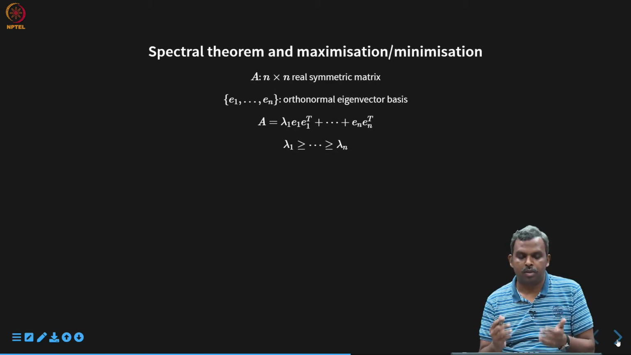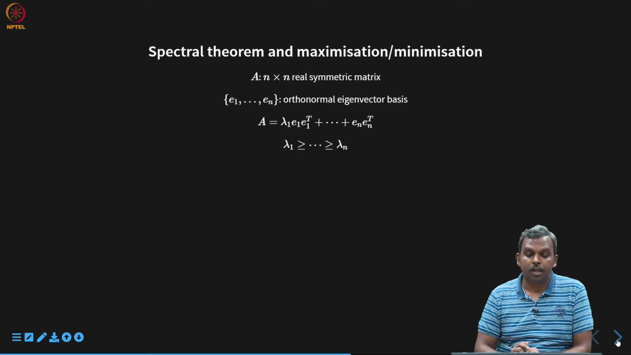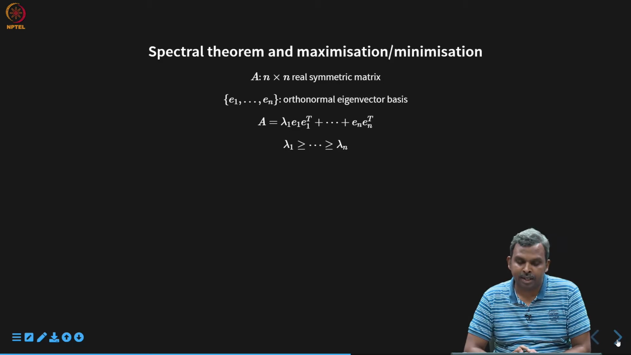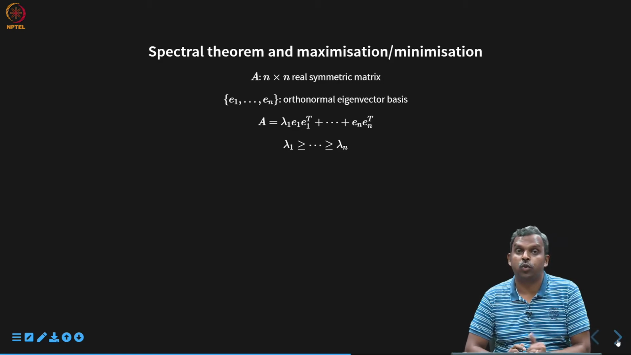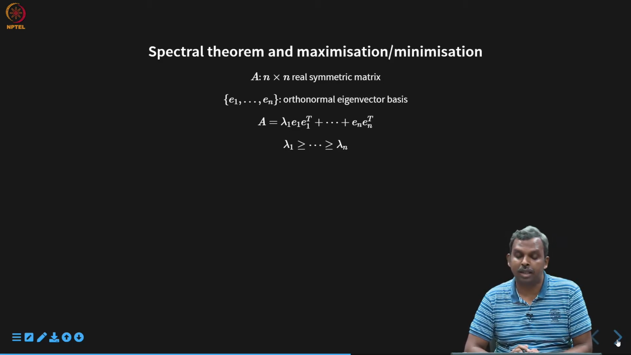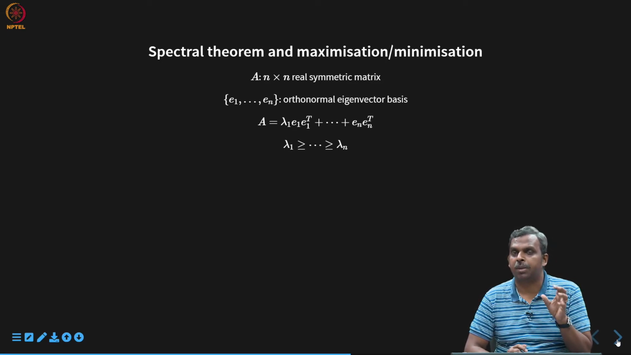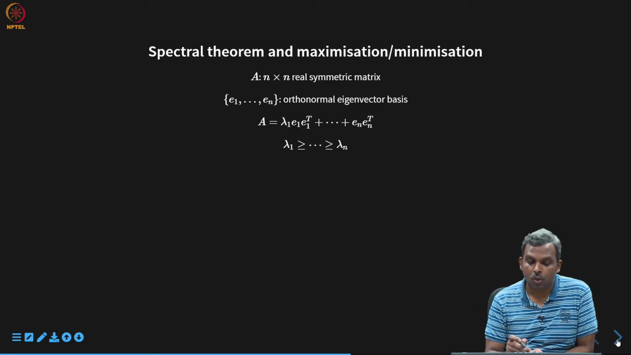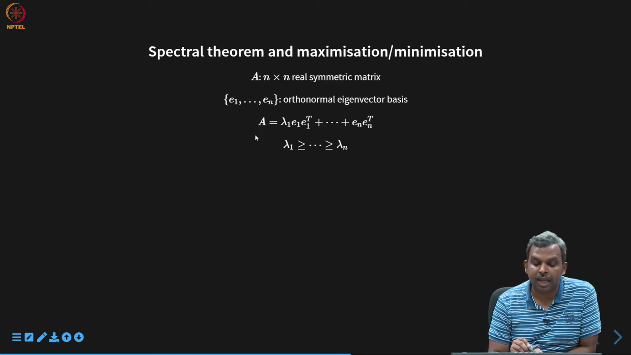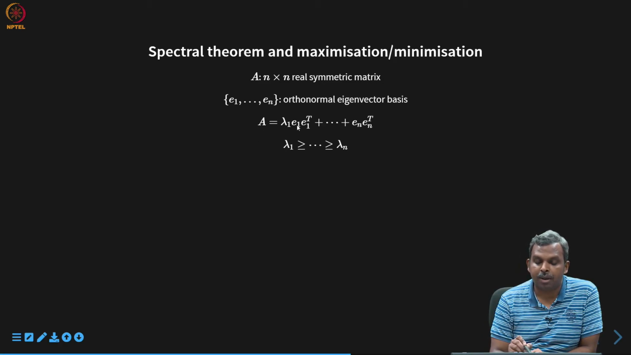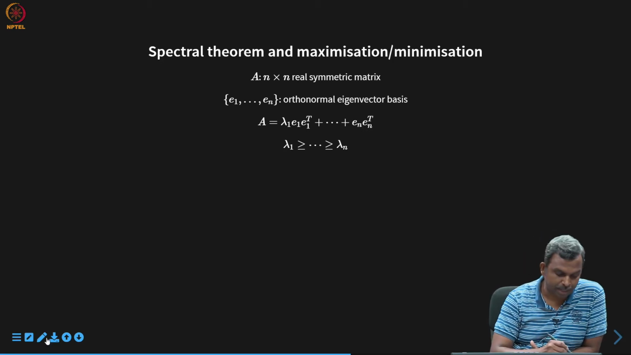Okay, so here is how the spectral theorem is involved. We have the n by n real symmetric matrix, and associated with that matrix is the orthonormal eigenvector basis. Again, think of this E1 to En in terms of coordinates with respect to the standard basis. That's an easy way to write things down. So now once I know that, I know the spectral theorem tells me A can be written as lambda 1 E1 E1 transpose plus so on till lambda n En En transpose.